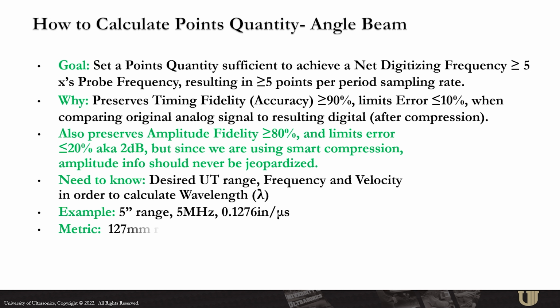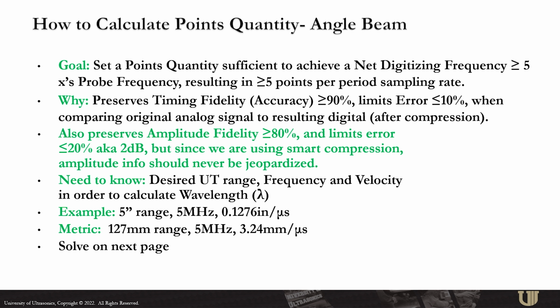What I need to know is my desired UT range, and then I also need to know my frequency and velocity in order to calculate my wavelength. So for this example, we're going to use a 5-inch range, 5 megahertz probe, and a velocity of 0.1276 inches per microsecond. That's the shear wave velocity of carbon steel. That would equate to 127 millimeters range and about 3.24 millimeters per microsecond velocity in metric.